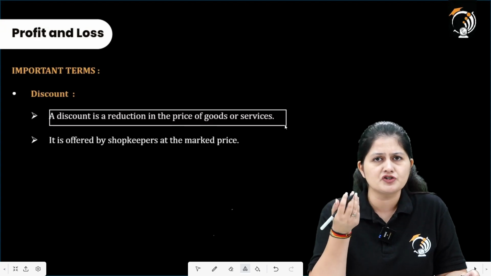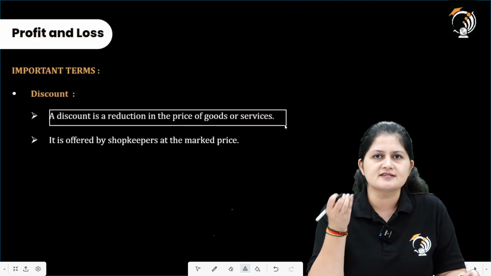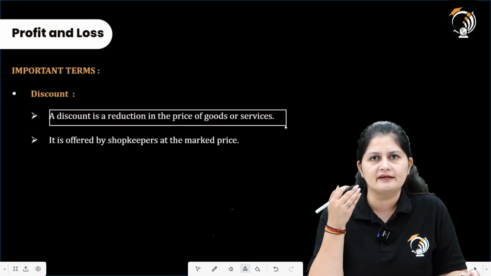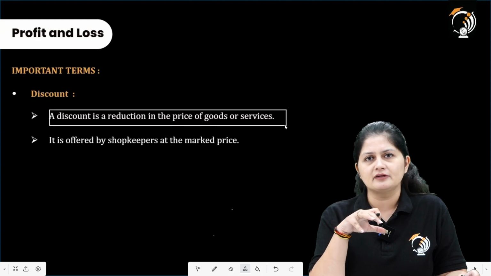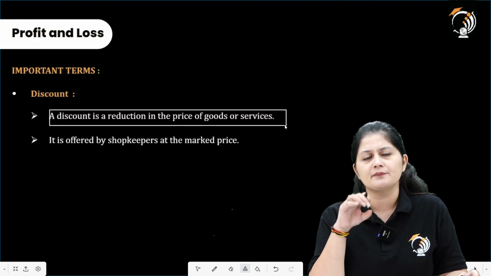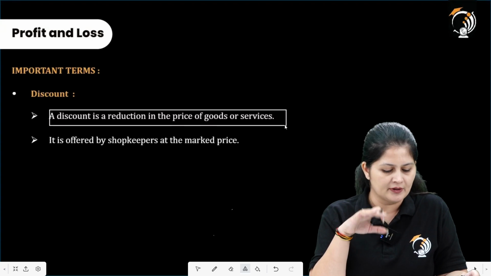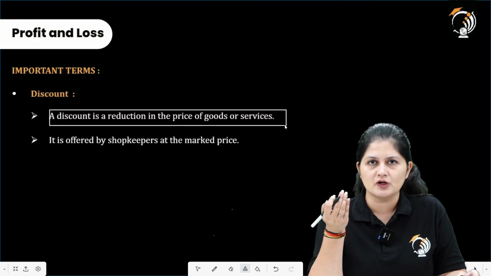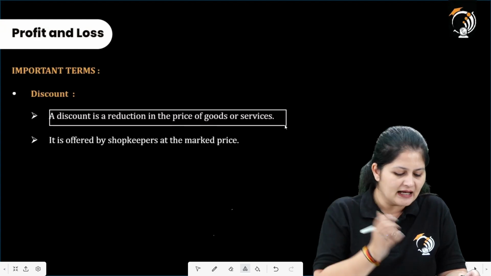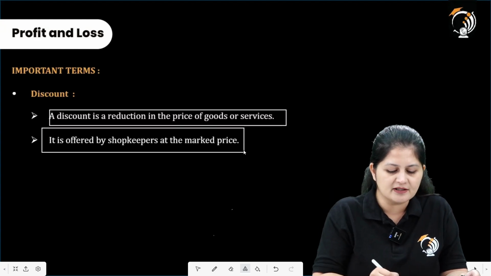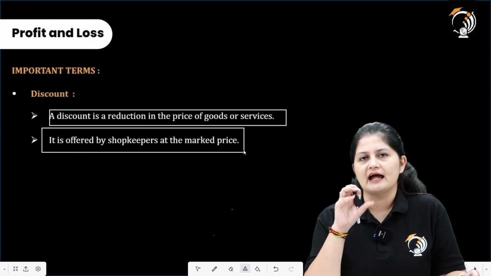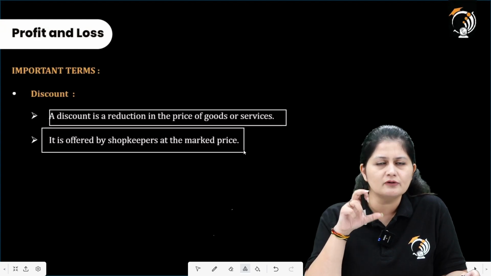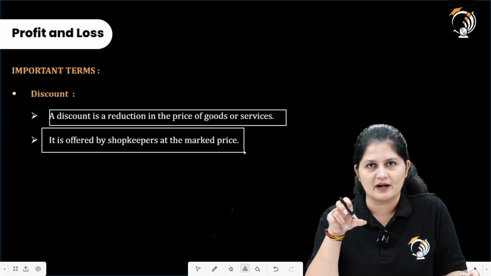Let's say you are going for shopping, there you observe that there is a discount of 40%. That means whatever the initial price of that item was, you are being provided with a 40% lesser price on that item. Okay, so what is actually happening? There is a reduction in the price of goods or service. Now, it is offered by shopkeepers at the marked price. Whatever the tag that you can see there, whatever the marked price is, the discount is offered on the marked price of the item.